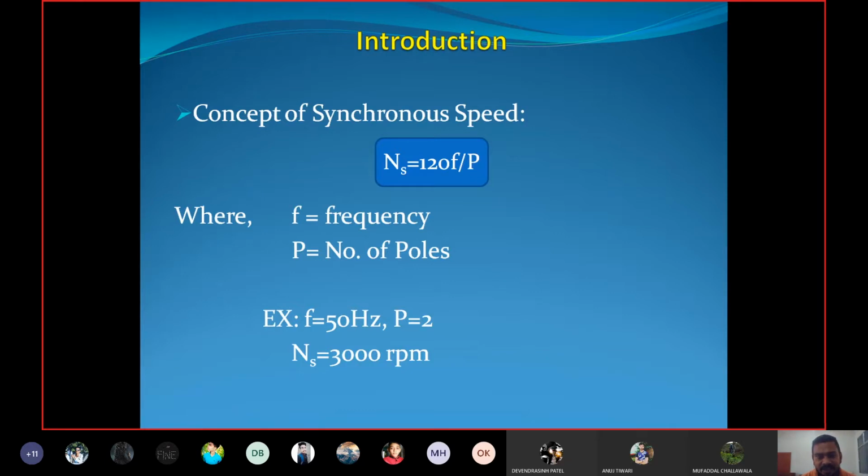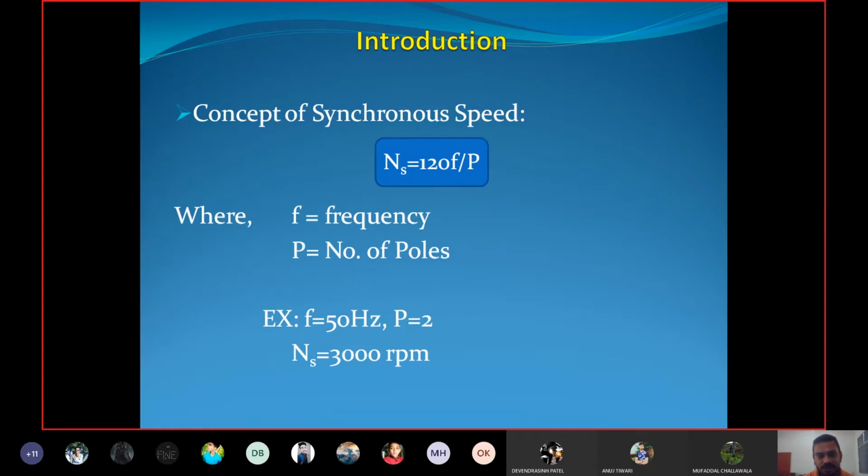Or in other words, we can say that for a motor, the synchronous speed is the speed at which the rotating magnetic field rotates. So it is also the speed of the rotating magnetic field. In the previous lecture we studied the induction motor. An induction motor never runs at synchronous speed. It runs at a speed lesser than synchronous speed, whereas a synchronous motor always runs at synchronous speed.